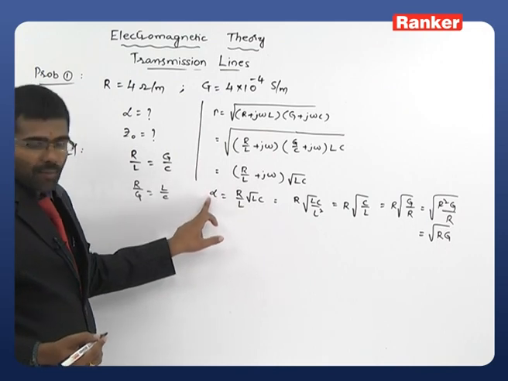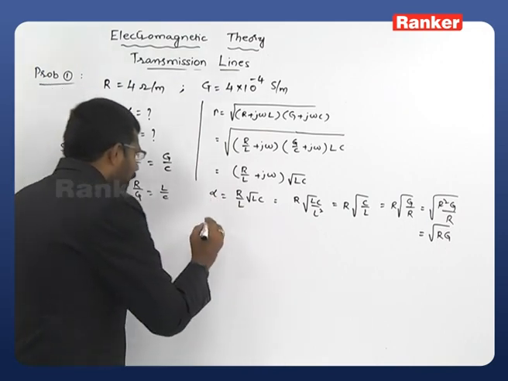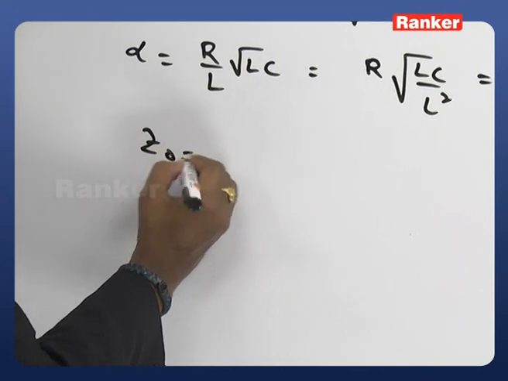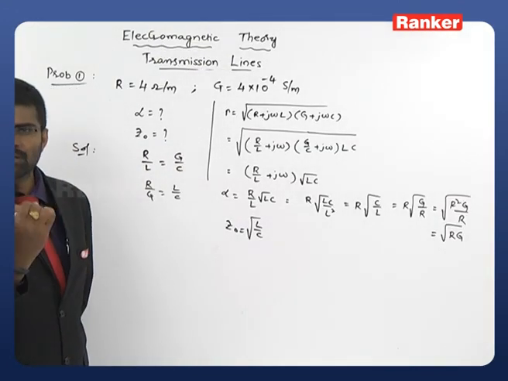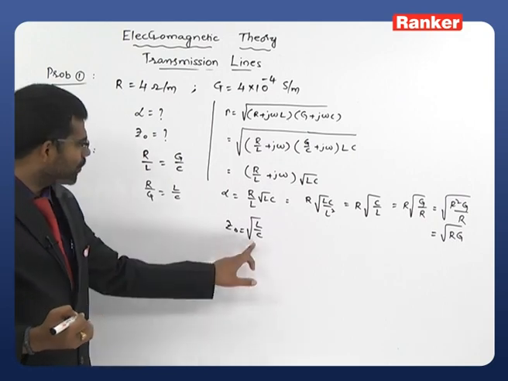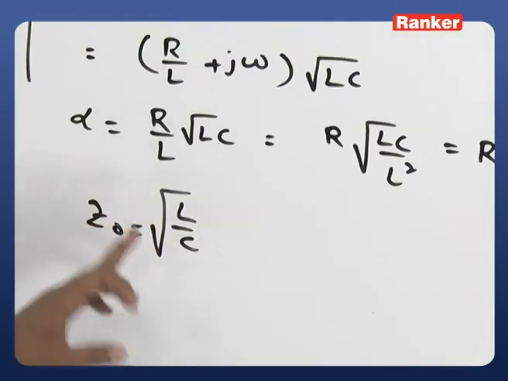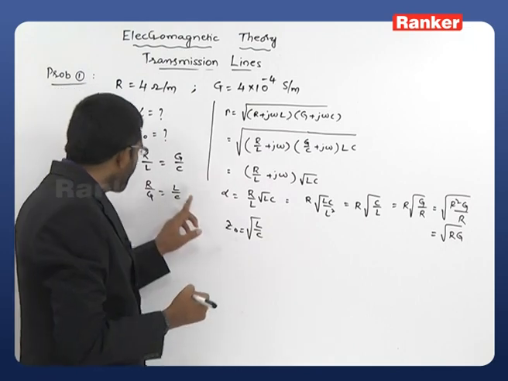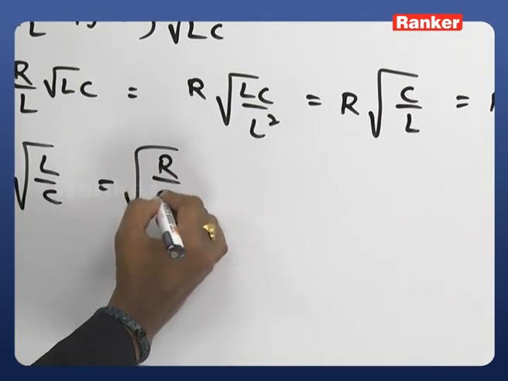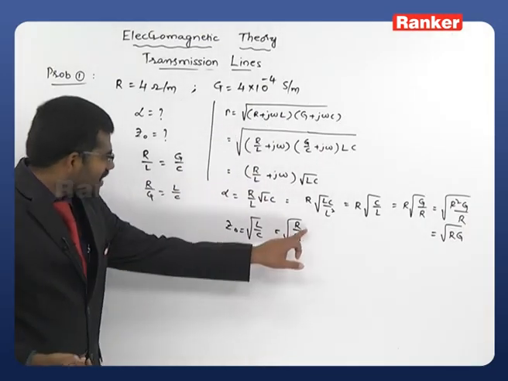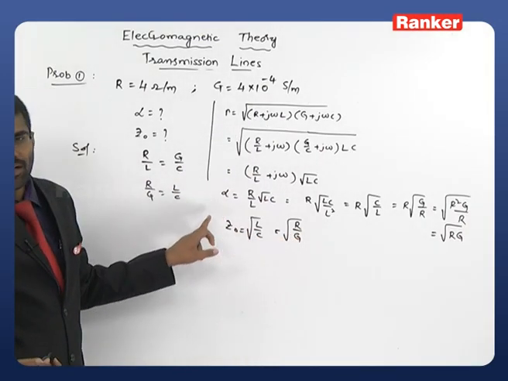It's not gamma, it's alpha. Similarly Z naught we require. So Z naught is equal to root L by C. Directly you can remember that one, no problem. The same equation is useful for either a distortionless line or a lossless line. Root L by C means root R by G. So with the help of just R and G you can calculate alpha and Z naught.